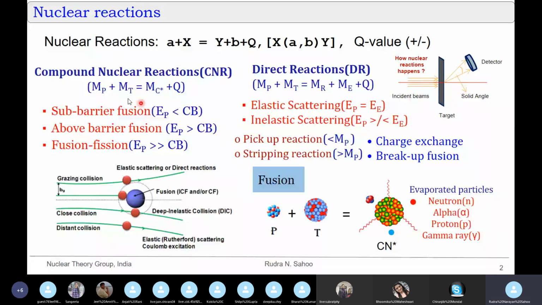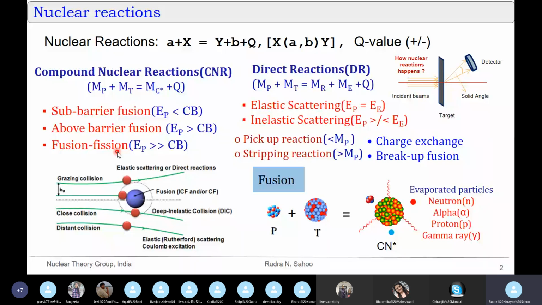And compound nuclear reactions are the process where the projectile is completely fused with the target. And these compound nuclear reactions are studied to understand the static and dynamical properties of the nucleus. And these are further classified into three types: fusion, fission. That is when we are providing much more energy as compared to the barrier. That is fusion.